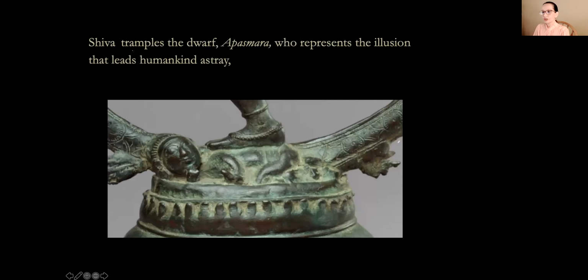Finally, at the base, we have Shiva tramples the dwarf Apasmara, who represents the illusion that leads humankind astray. So this little creature that's being crushed by this delicate foot of Shiva is all the kinds of illusions that we find Krishna talking about to Arjuna. And you also have the video in this module that very much simplifies the Bhagavad Gita, but does a good job articulating various kinds of illusions that lead humankind astray.